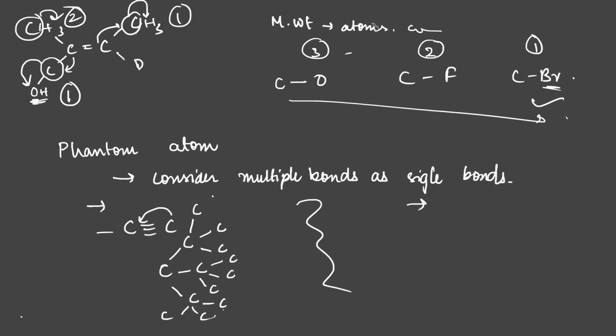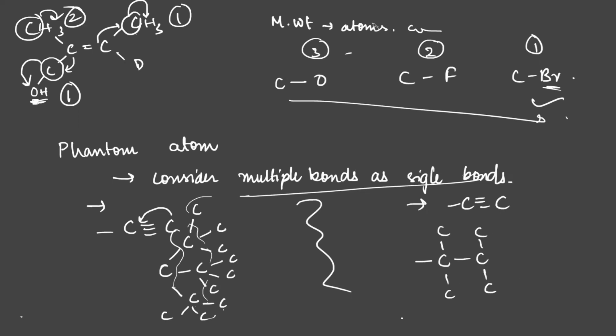Okay. So these are called phantom atoms, or ghost atoms. So you have to consider multiple bonds as single bonds, and this is how you check for connectivity. In books, it is also written like this: C triple bond C is written like this, C, C, C, C, C.